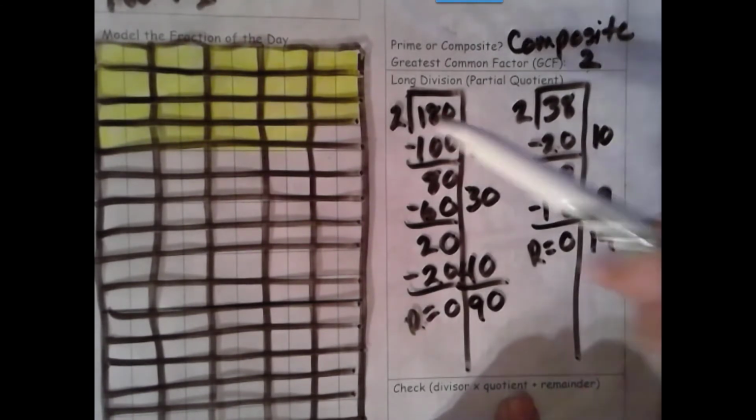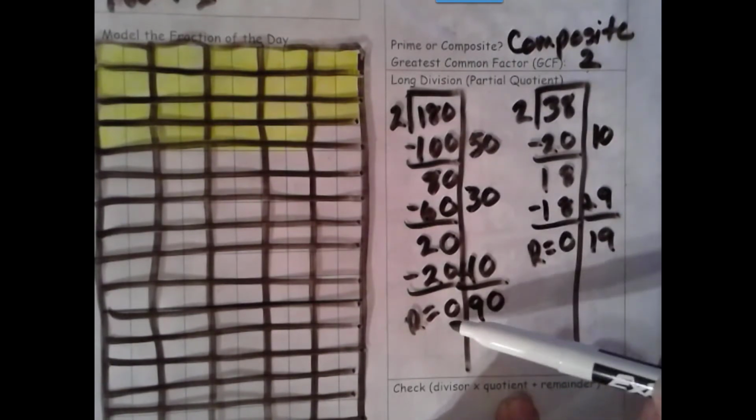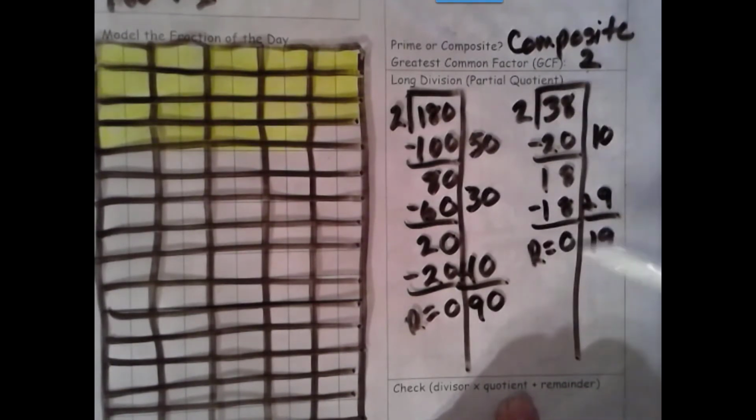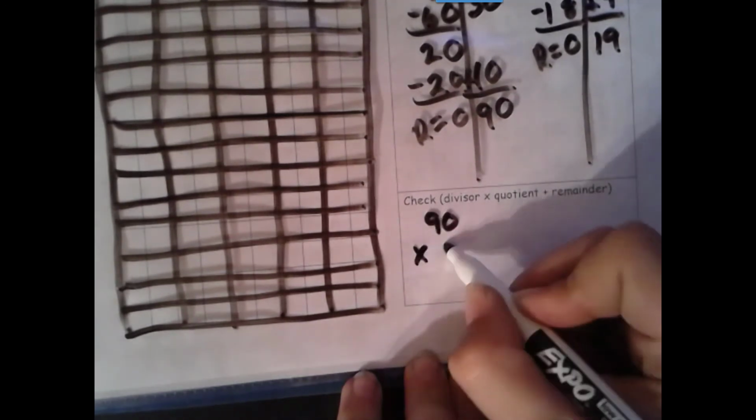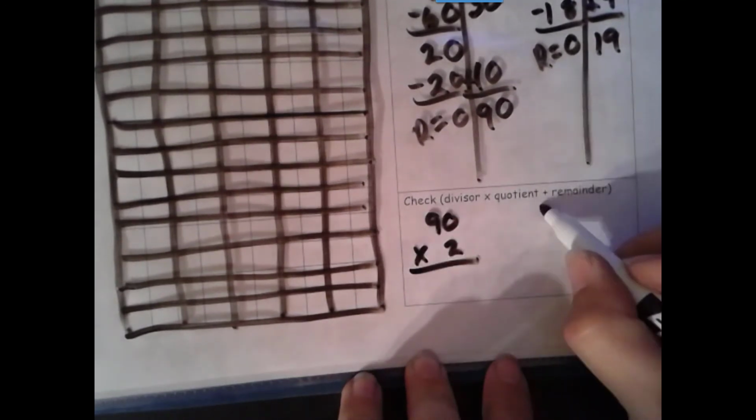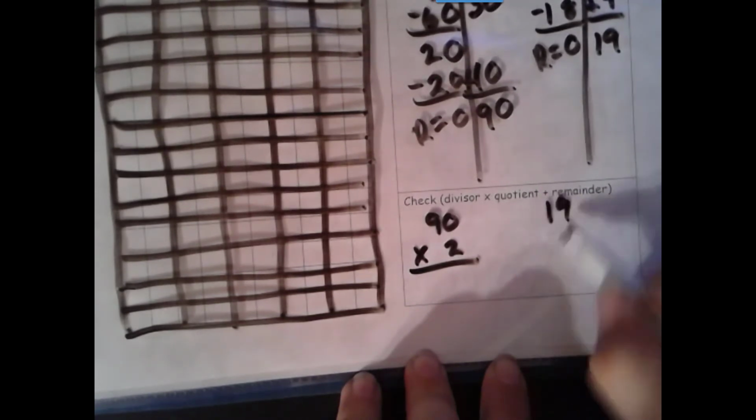Now we need to check divisor times quotient plus remainder. Divisor times quotient plus remainder. Since our remainder is 0, and our identity property of addition says when you add 0 it stays the same, we don't actually need to add it.